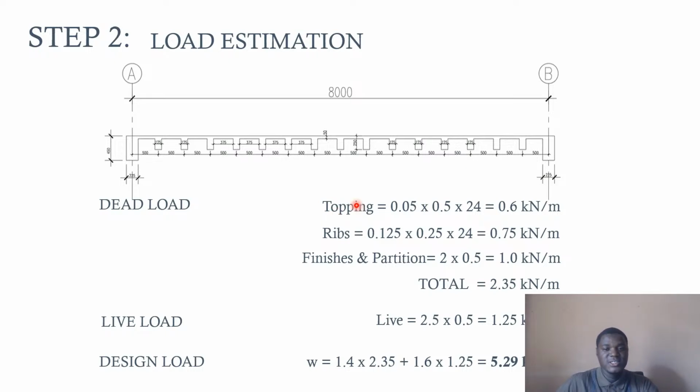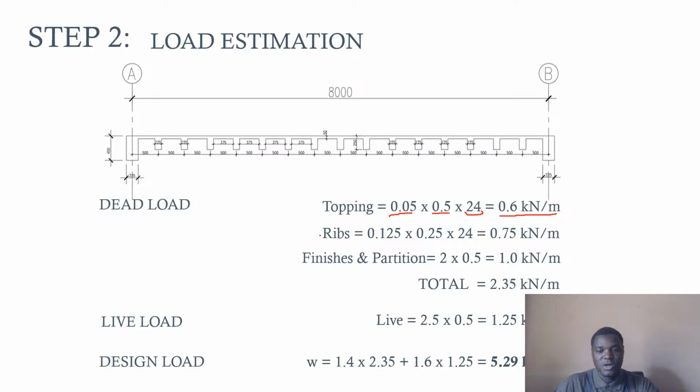For the slab topping, the thickness of our topping is 50 mm. We convert it to meters, so that will be 0.05. Then multiply by the spacing between the ribs, that is the center to center spacing of the ribs, which is 0.5. If you recall, we used 500 mm, converted to meters, we have 0.5. Then you multiply by the density of the concrete. The density of concrete here, we are assuming 25 kilonewton per meter cube. If you multiply all this, the total weight of your topping is going to be 0.6 kilonewton per meter.